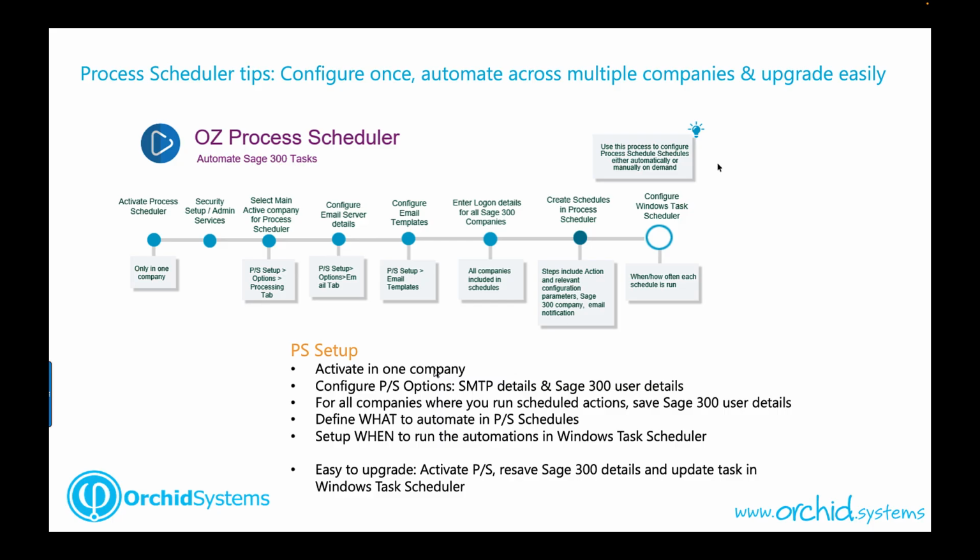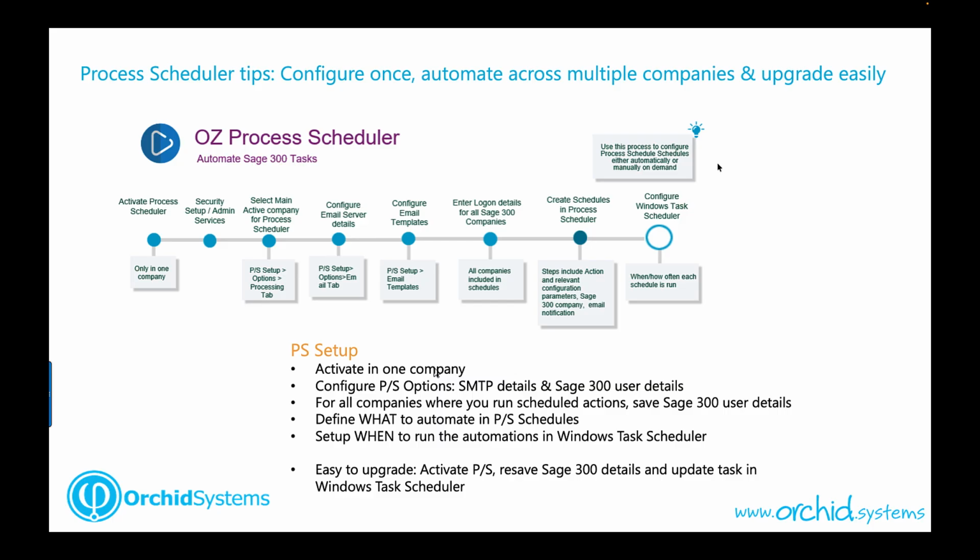Set up your Process Scheduler options with the email details and your Sage 300 details. For all the companies where you're running schedule, save the Sage 300 details. Create the schedule to define what to automate in Process Scheduler. And then you configure Windows Task Scheduler to work out when to run the automations.